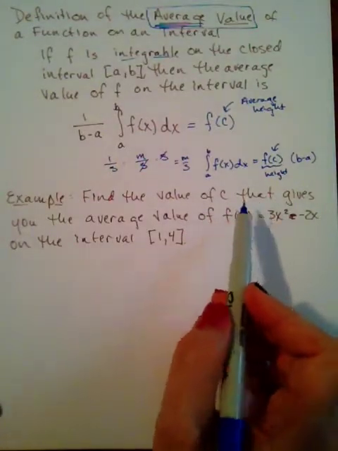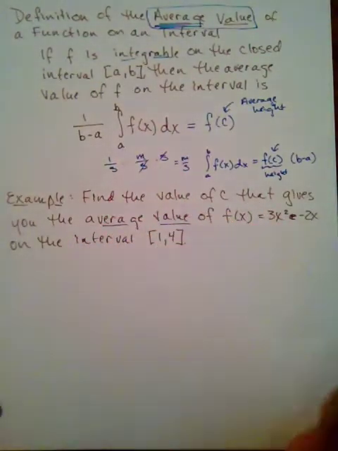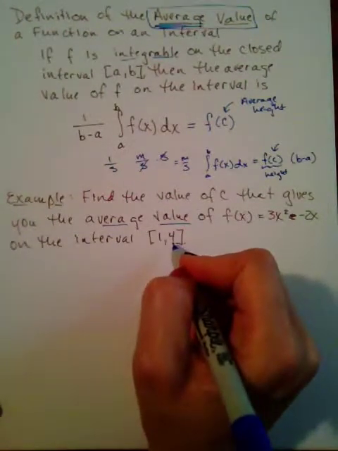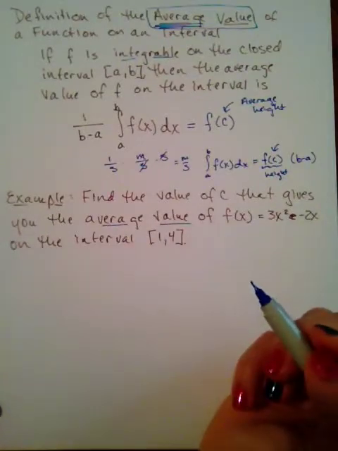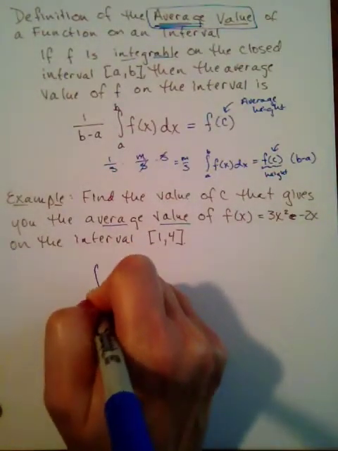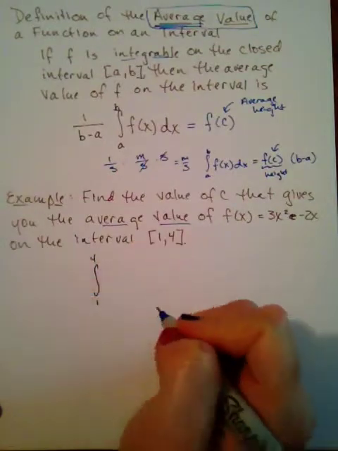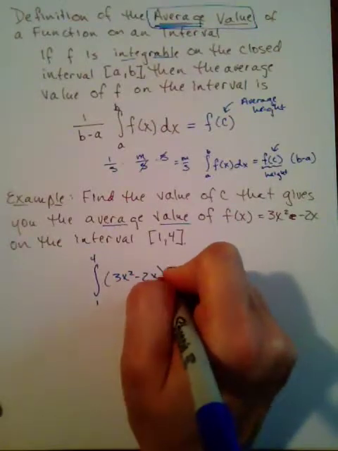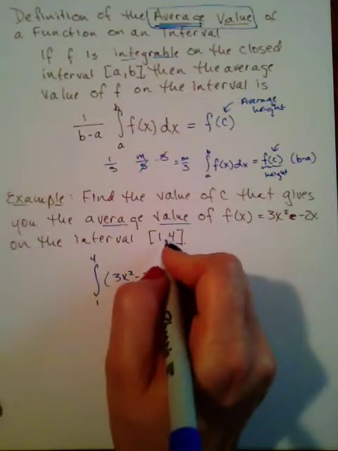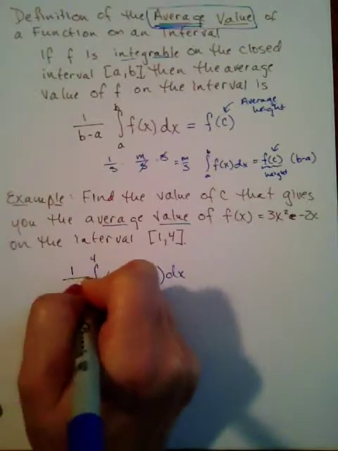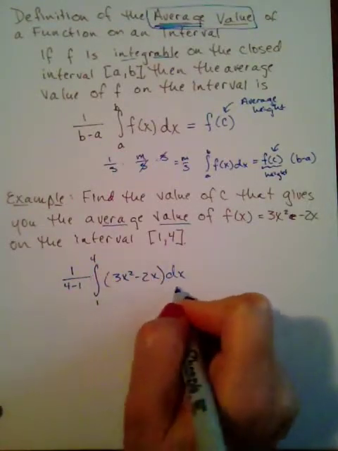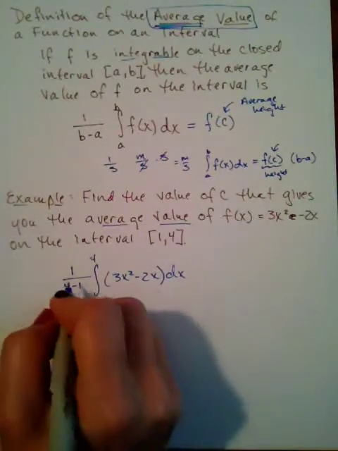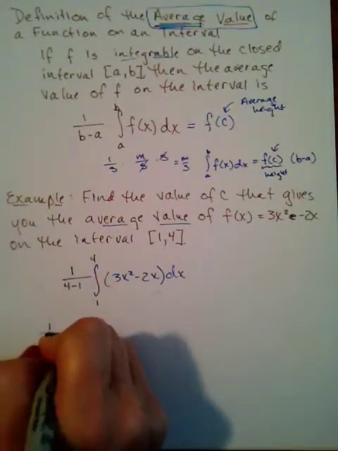Find the value of c that gives you the average value of f of x equals 3x squared minus 2x on the interval from 1 to 4. So to find the average value, I'm finding the average height. So I'm going to do the integral from 1 to 4 of my function. So I'm going to add up the function values from 1 to 4, and I'm going to divide that by my width. Now you can write it out to the front, so 1 over 4 minus 1, or I could have just divided the whole integral by a 4 minus 1 or a 3. So this 1 over 4 minus 1 is clearly 1/3.